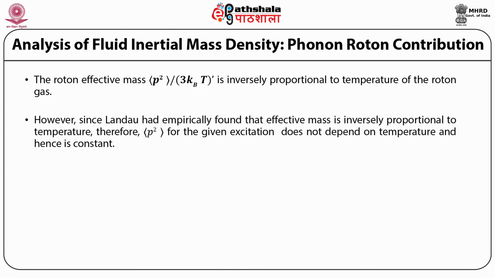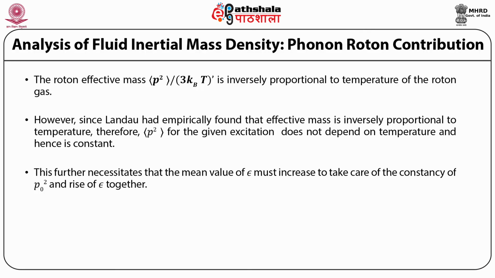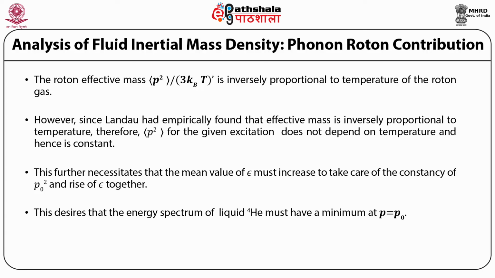However, since Landau had empirically found that effective mass is inversely proportional to temperature, the mean value of p square for the given excitation does not depend on temperature and hence is constant. It is why this value was denoted above as p naught square. This further necessitates that the mean value of epsilon must increase to take care of the constancy of p naught square and rise of epsilon together. This requires that the energy spectrum of liquid helium-4 must have a minimum at p equal to p naught.